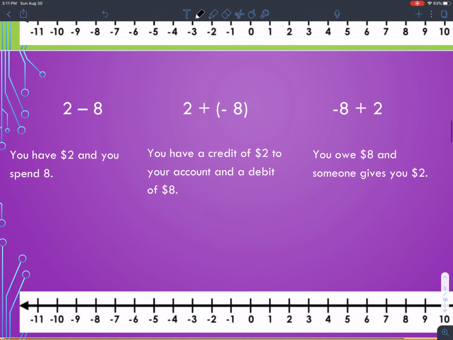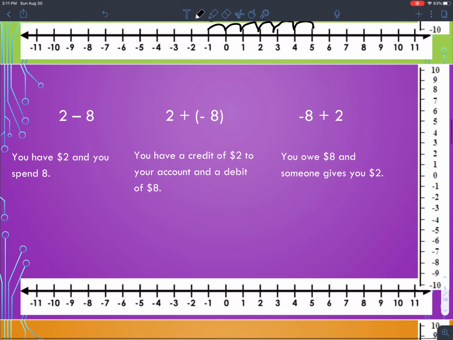Okay, so moving on to our third example. We have three situations written in 3 different ways, and let's talk about what they mean. So we have 2 minus 8. That is like having $2 and you spend $8. Okay, so we can start on the number line. Let's work on our vertical number line for a change. So let's say your bank account is here at $2. So we start at 0 and go up $2.